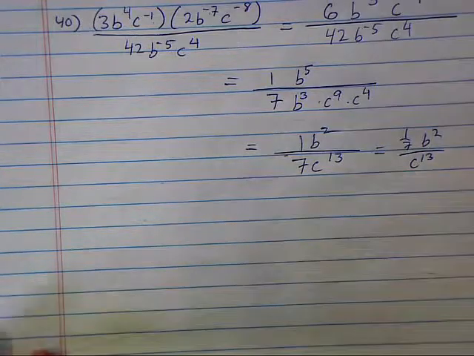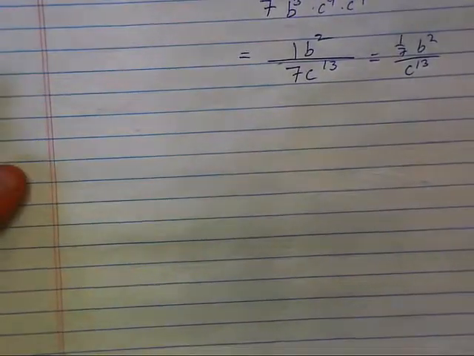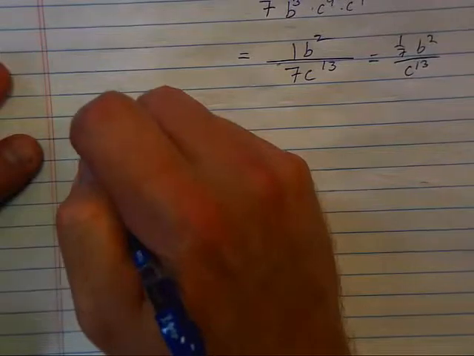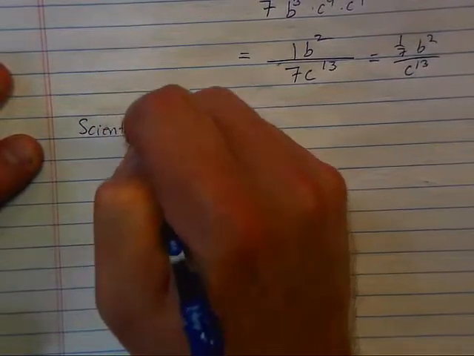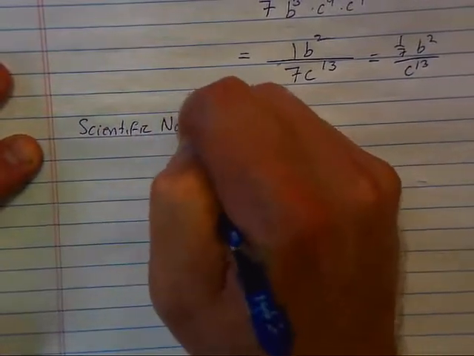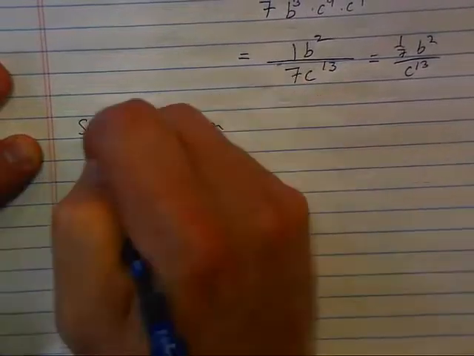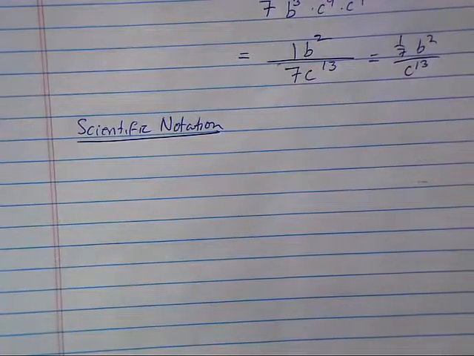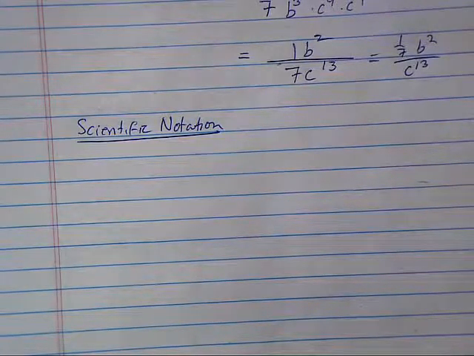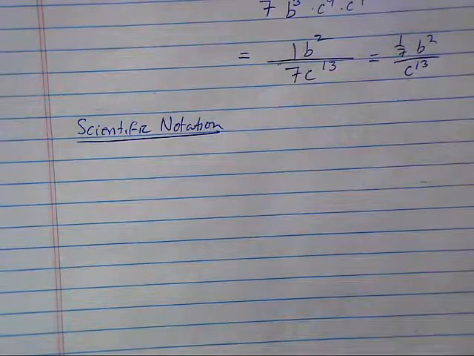Okay, the last thing we have in this section is an application of exponents, and that's called scientific notation. What's scientific notation? I'm guessing almost all of you have seen scientific notation before. What do you use scientific notation for? Really big or really small numbers. You use it as a way to write really, really big or really, really small numbers.